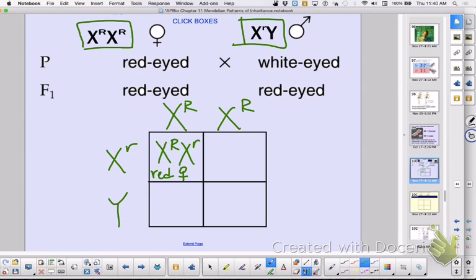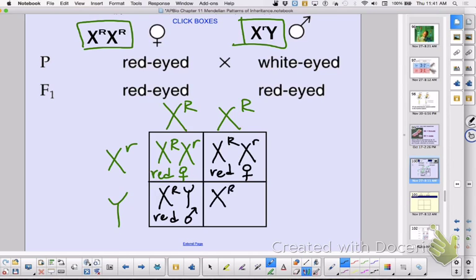Okay, I'm going to switch because this is a little bit better to see. What would this one be? X big R, then what? X little r. So what would this express itself as? A red-eyed female. Good. This one would be X big R and Y. This would be a red-eyed male. And this would be what? Same thing, X big R, Y, a red male. How many different types of females did we see in this Punnett square?